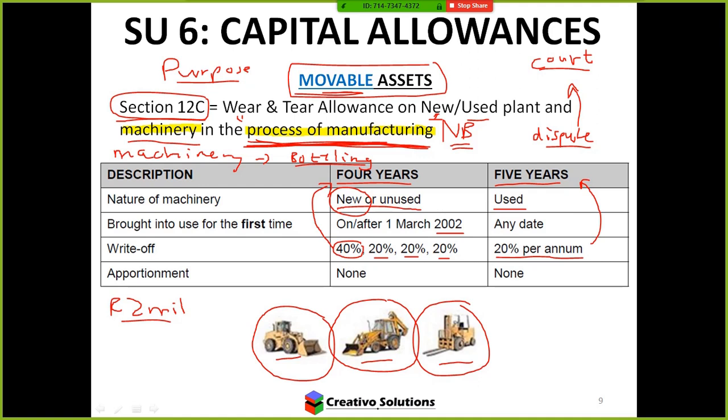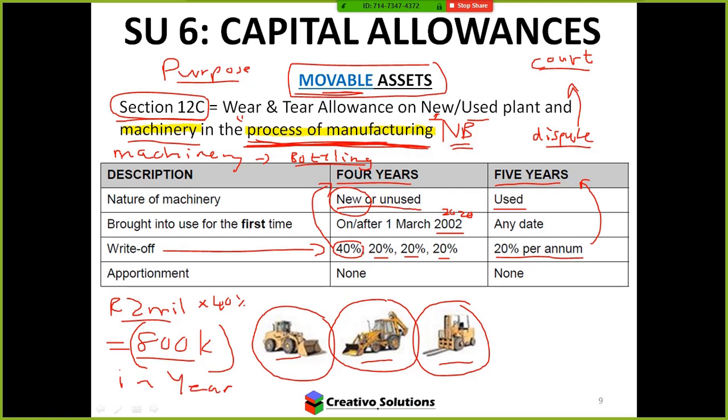Well, obviously, we're in 2020. So I'm going to apply an accelerated write off, according to the 4 years, not the 5 years. So what am I going to write off? 40% times 40%. I'm going to take 40% of 2 million, which is how much? 800,000. And what is SARS going to allow me to do with that? Write it off. When? In the first year, in year one.